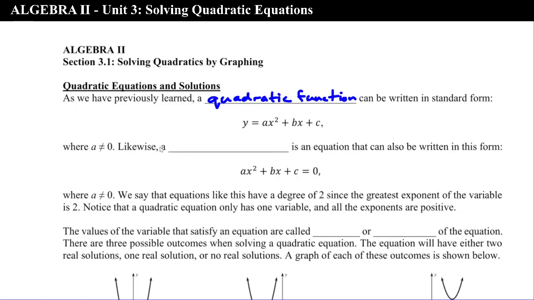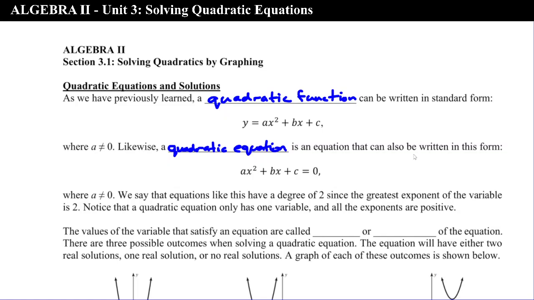Just like we can have a quadratic function, we can also have a quadratic equation, and it is an equation of the same form. Remember, if we have vertex or intercept form, we can write it in standard form. We take that standard form and set it equal to 0, again where a is not 0, so that it is still a quadratic. We say that equations like this have a degree of 2, since the greatest exponent of the variable is 2. Notice that the quadratic equation only has one variable and all the exponents are positive. So when we're only looking at one variable, we can solve for that variable fairly easily.